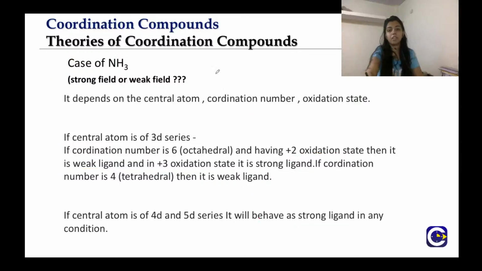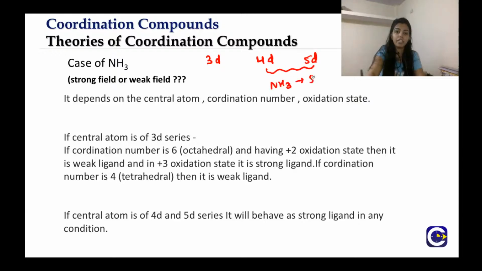I'll give you this in the form of a chart. We are having 3D, 4D and 5D. So for 4D and 5D, ammonia will always behave as a strong field ligand if the metal atom is from 4D or 5D. Now 3D will have two cases. Either octahedral geometry is there or tetrahedral geometry is there. If the coordination number is 4, that means tetrahedral geometry, it will always behave as a weak field ligand.